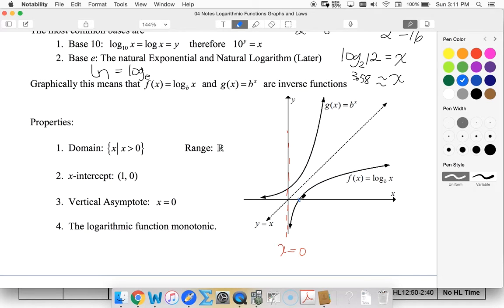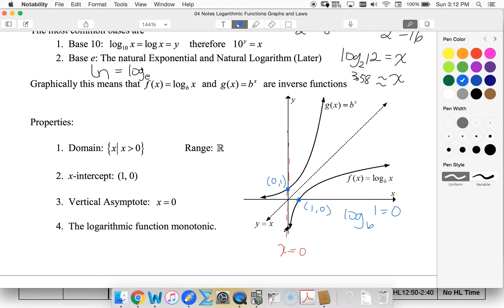My x-intercept here, so I'm shifting the y-intercept. When I reflect it, it becomes the x-intercept. I know that this is the point 0, 1. So on my log function, it's the point 1, 0. This tells me that log base 10, or really base anything, log base b of 1 is 0. That's because this is the exponent. So anything raised to the power 0 is going to be equal to 1.